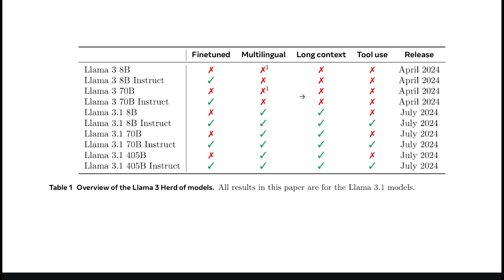Also, this table shows Llama 3 and Llama 3.1. There are also Llama 3.2 and Llama 3.3. Llama 3.2 is actually a multimodal model, so it can handle images as input. We will talk about different ways to handle images for large language models in the following weeks.